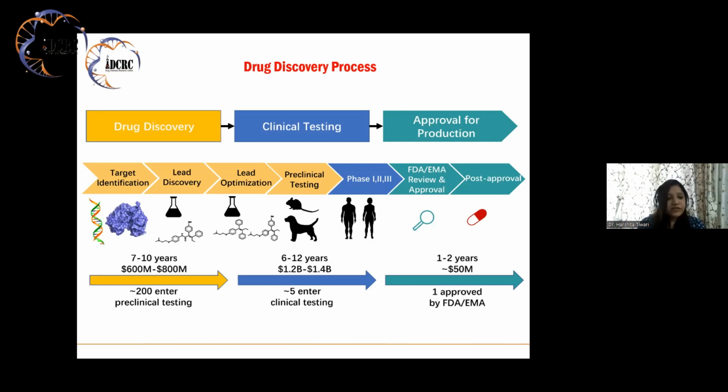The first phase of drug discovery basically consists of target identification, lead discovery, lead optimization, and preclinical testing. Then the second phase is the clinical testing in human beings. Once we have the results from the clinical testing, we submit the results for approval to the FDA or EMA. And once the drug is approved and in the market, we perform surveillance on the drug's performance. We check if the drug has any side effects or not, or if it is providing good results. So this is the overall process of drug discovery, and it is a very long, time consuming, and costly process.